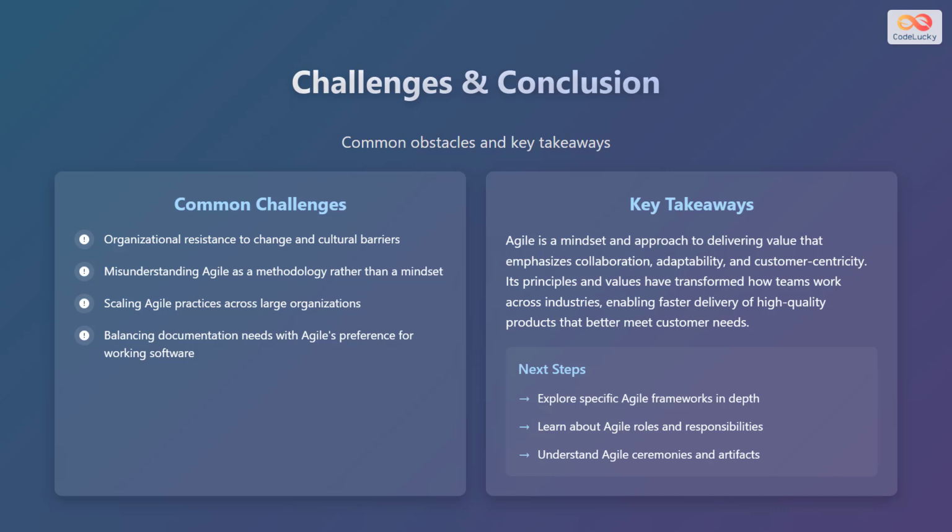In conclusion, Agile is a mindset and approach to delivering value that emphasizes collaboration, adaptability, and customer centricity. Its principles and values have transformed how teams work across industries, enabling faster delivery of high-quality products that better meet customer needs. For the next steps, explore specific Agile frameworks in depth, learn about Agile roles and responsibilities, and understand Agile ceremonies and artifacts.